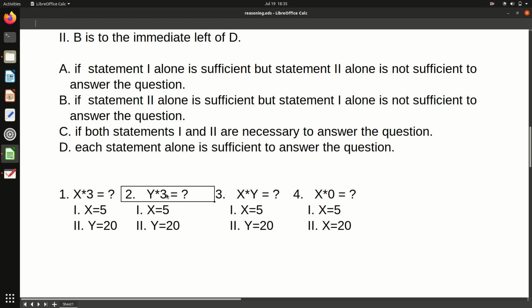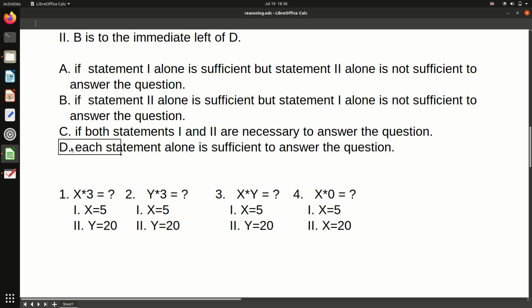If this is the question, and I give you just statement 1, can you solve this? No, because to solve this you need y, but statement 1 has only x, so you cannot solve it using 1. So you need the second, because this has y. So option B is saying that statement 2 alone is sufficient, but statement 1 alone is not. You cannot solve using 1. You need 2. So we have seen options A, B, C.